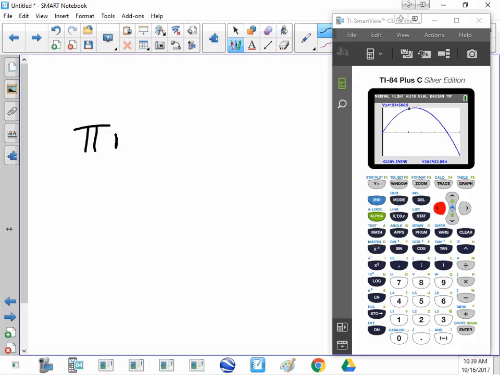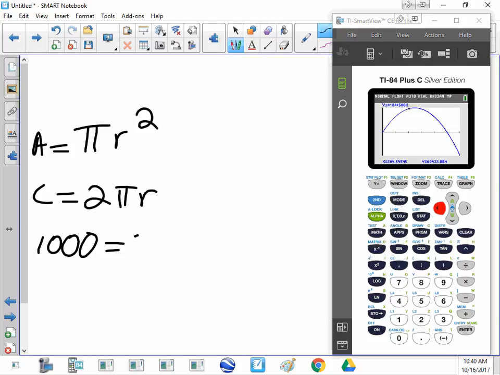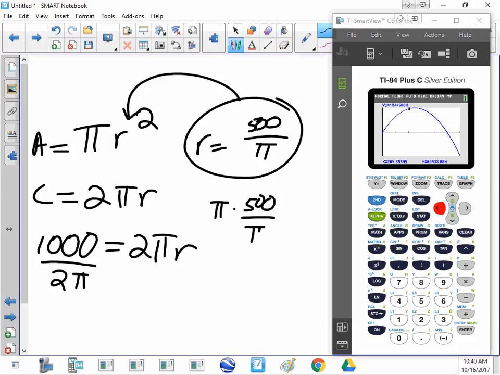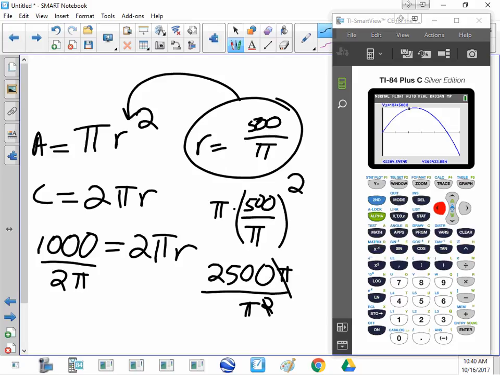So the area of a circle is pi r squared, and the circumference of a circle is 2 pi r. So we need to take 1,000 feet of fence, and we need to set that equal to 2 pi r to figure out the radius necessary to build a fence with 1,000-foot circumference. So we just divide by 2 pi, and we get r equals 500 over pi. Now what? Stick this in here. So pi times 500 over pi squared, and we get 2,500 over, or pi over pi squared, and this cancels that, and we get 2,500 over pi.